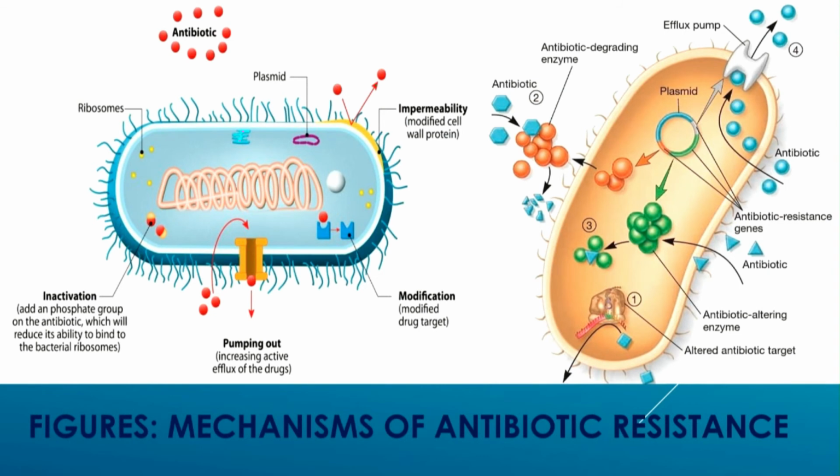This figure shows the main mechanisms by which the pathogenic microorganism can resist the antibiotic. We note impermeability, modified cell wall protein. As we know before, the antibiotic can cause a breakdown of the cell wall. Some microorganisms can resist the antibiotic by changing or modifying the impermeability of the cell wall.